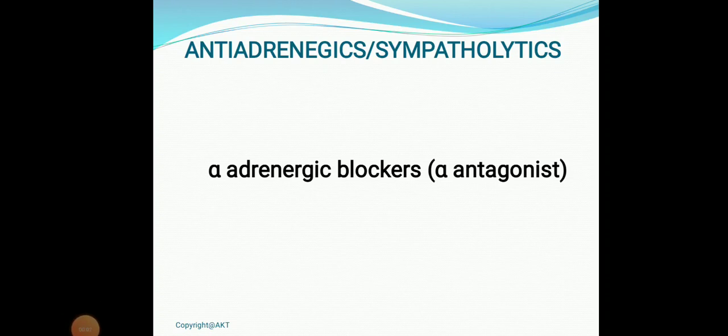Anti-adrenergic drugs or sympatholytics. These are the drugs which can block the actions of noradrenaline or can prevent or block the actions of the sympathetic nervous system. Starting with alpha adrenergic blockers, alpha antagonists. These are the drugs which block the alpha adrenergic receptors and block the actions of noradrenaline or adrenaline through the alpha adrenergic receptors.